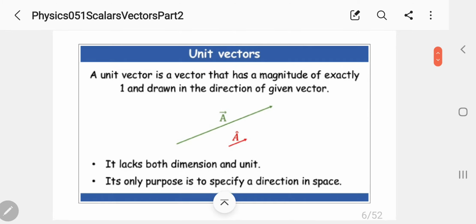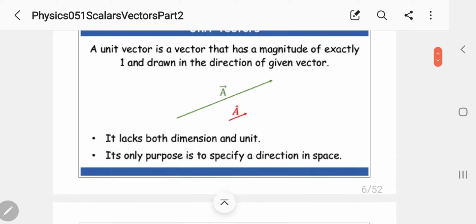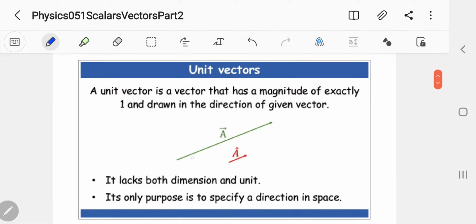Now, here's a very important tool in vectors. We call it the unit vector. It's a vector that has magnitude of 1. So anything that you multiply with that vector carries the direction of the unit vector. So for example, here you have vector A, and the unit vector there is A hat, and it has a magnitude of 1.